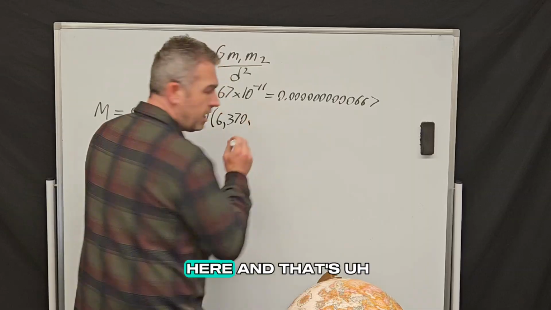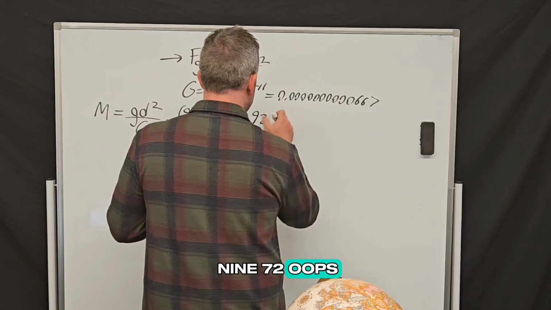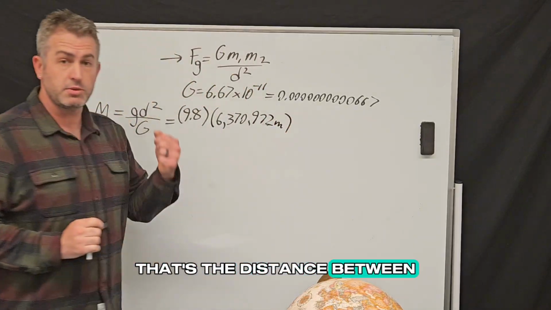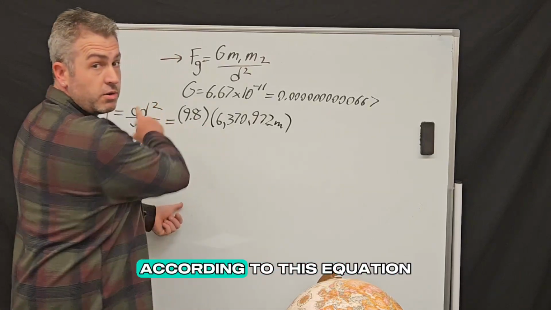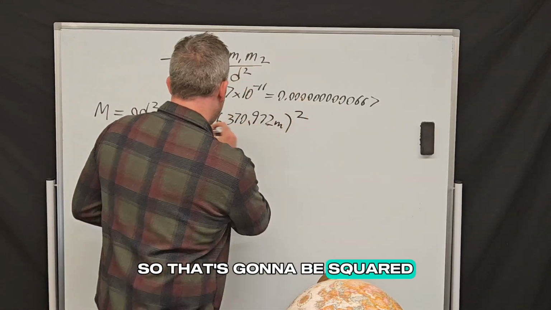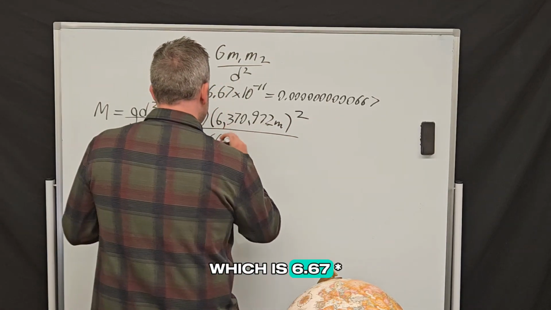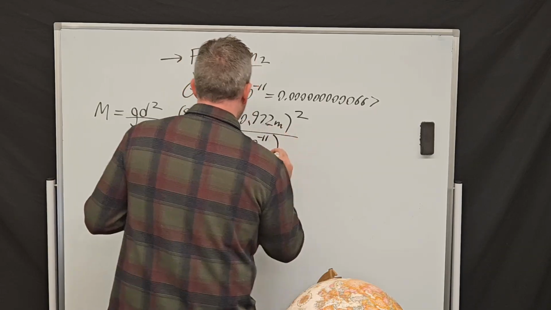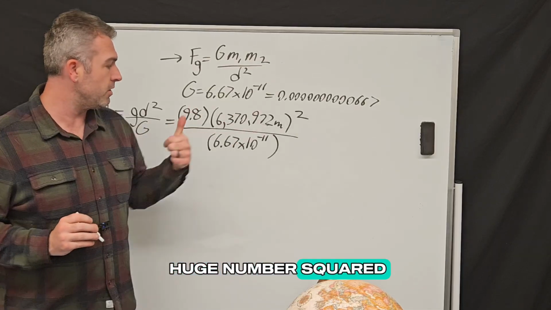I have the number here, and that's 972. Oops, 972. And that's in meters. So that's the distance between the surface of the Earth and the center of the Earth. And of course, that distance has to be squared according to this equation. So that's going to be squared and then divided by the universal gravitational constant, which is 6.67 times 10 to the minus 11 power.